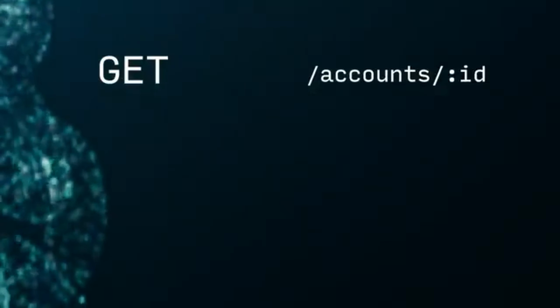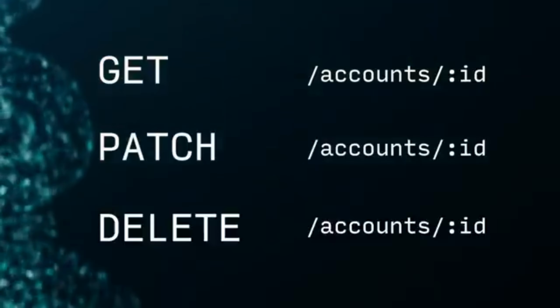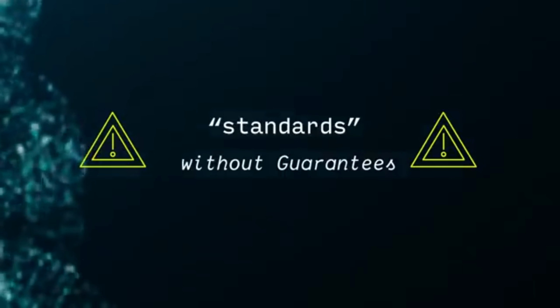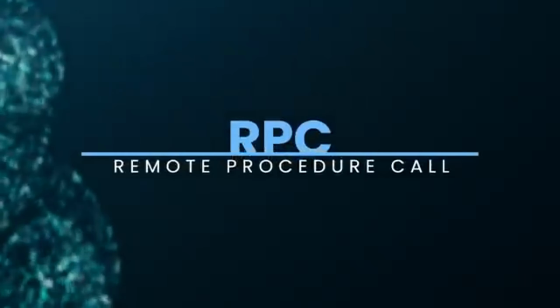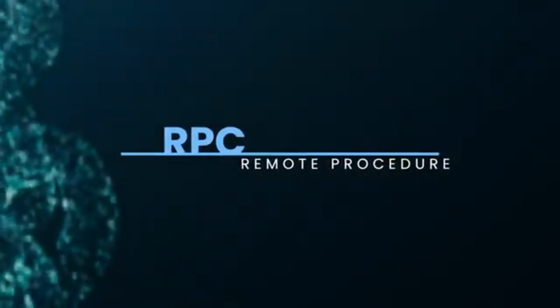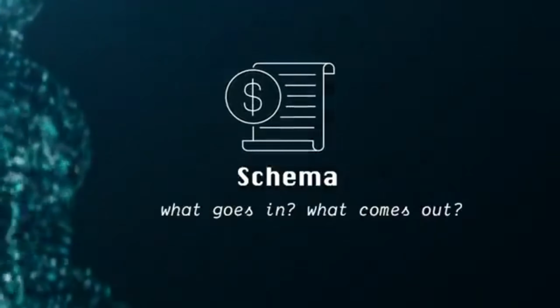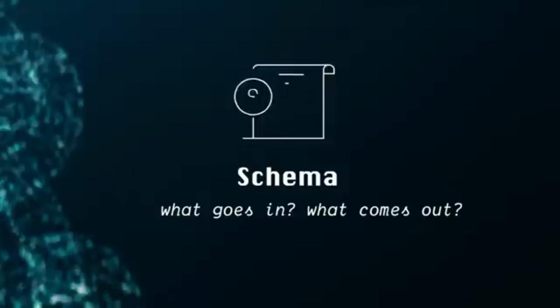Alternatively, if we pass a parameter, we could get a specific count, modify it, or delete it. REST does give us some nice standards, but there's no guarantees. If anything changes, our front end can get messed up. So there's an alternative called RPC, which sets rules in advance with something called a schema. These make inputs and outputs explicit in advance.